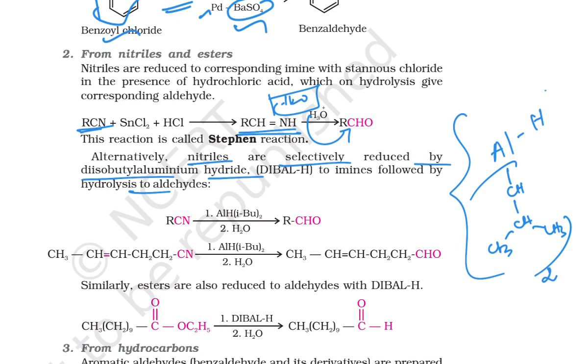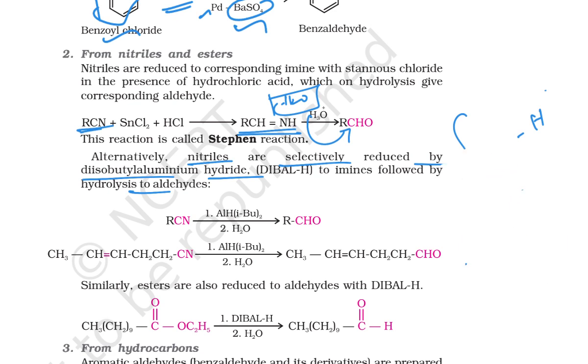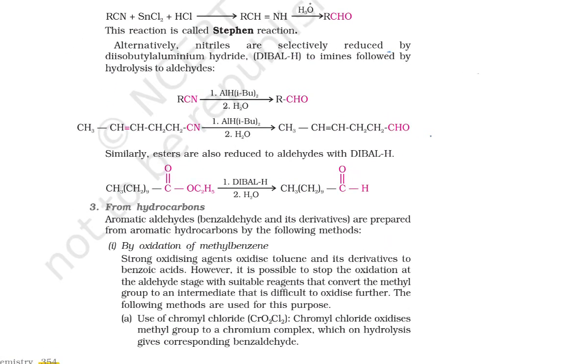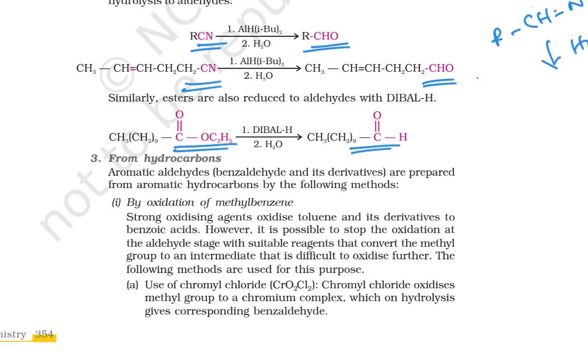So this reagent will convert your nitrile or cyanide, and your ester, into aldehyde. Look here, this is your cyanide which is converted into aldehyde. In this reaction also, when we use the cyanide, the first step is going to be your imine only. This can be further hydrolyzed, then only you are able to get your aldehyde. So your cyanide becomes aldehyde, and your ester is also converted into aldehyde. Clear?